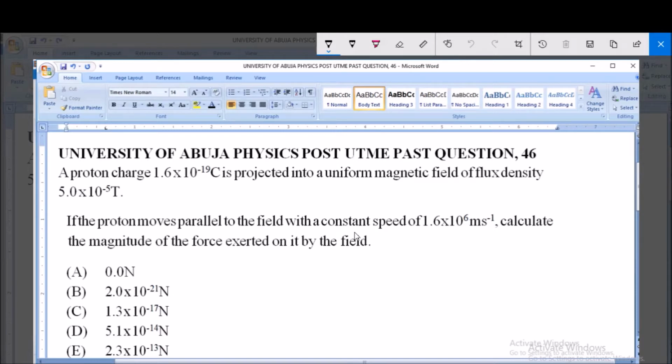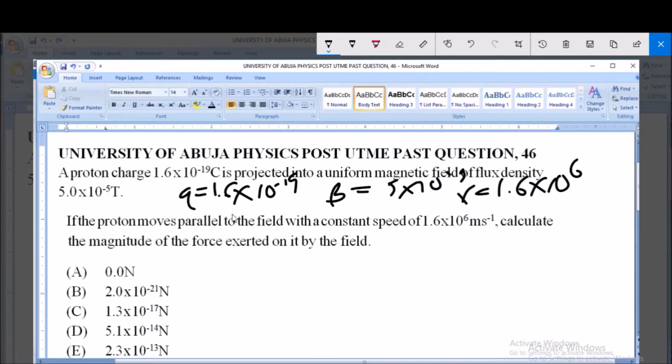Now we have the charge Q to be 1.6 times 10 raised to the power of minus 19. We have the flux density B of 5 times 10 raised to the power of minus 5, and we also have the speed V of 1.6 times 10 raised to the power of 6. But if you are given a question like this, you pay attention.